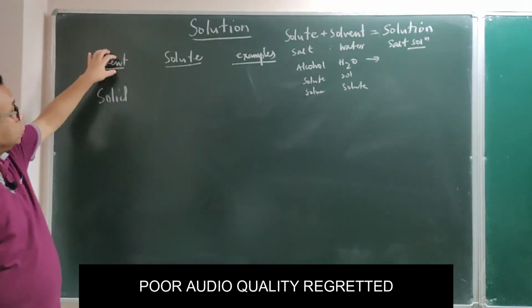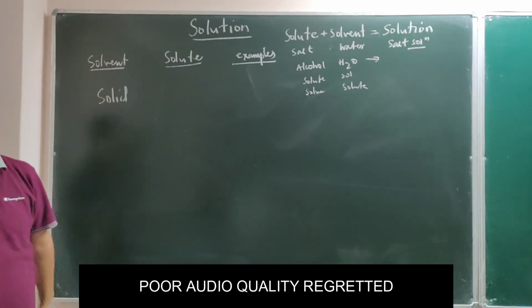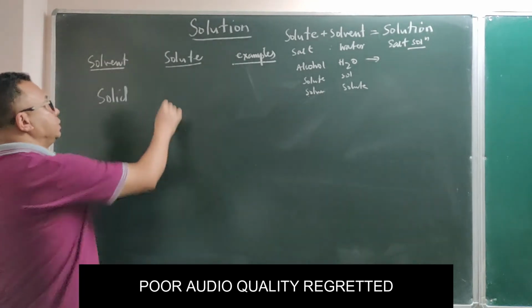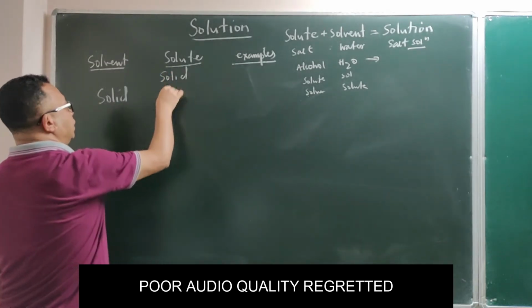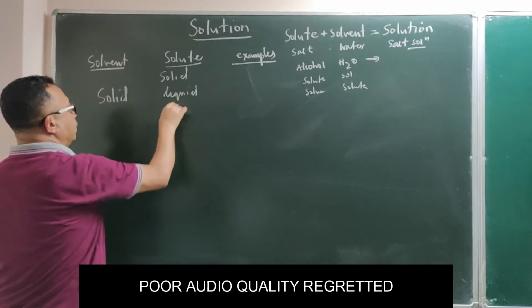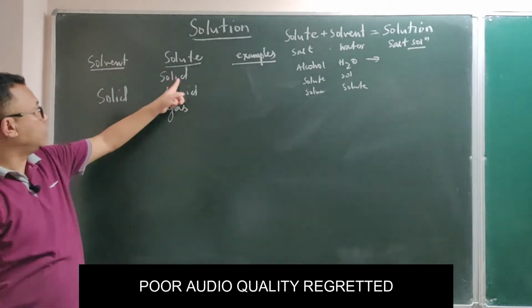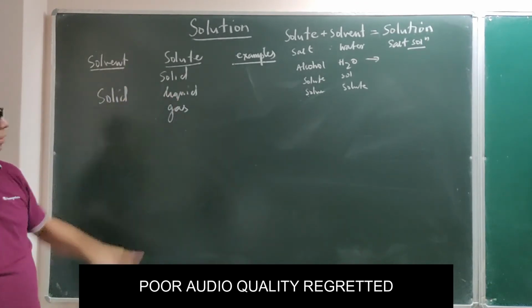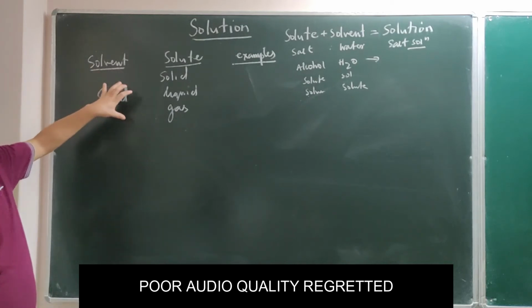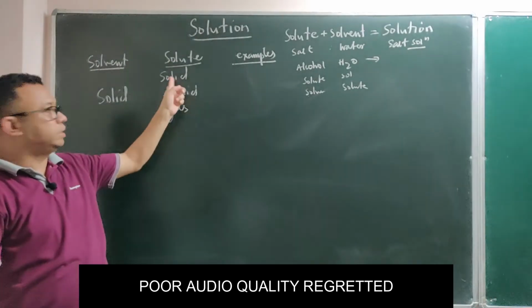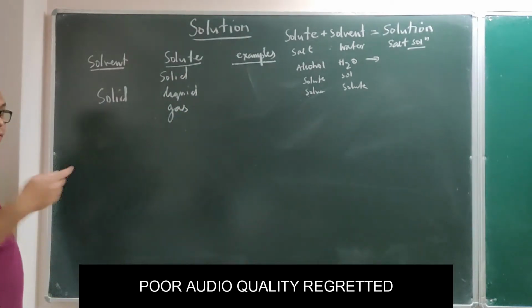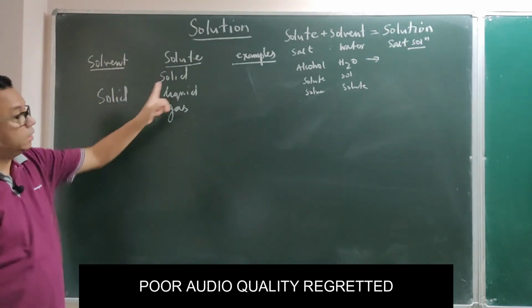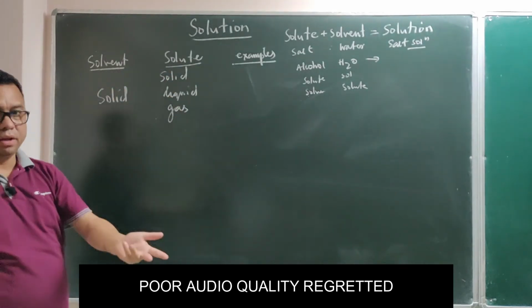So here, if the solvent is a solid, then the solute may be a solid, a liquid, or a gas. So that means a solid in a solid, a liquid in a solid, and a gas in a solid. That means greater quantity is solid and lesser quantities are these. So this is also a solid solution. Since we are discussing 9 different kinds of solutions, 3 solutions came here only: a solid in a solid, a liquid in a solid, and a gas in a solid.